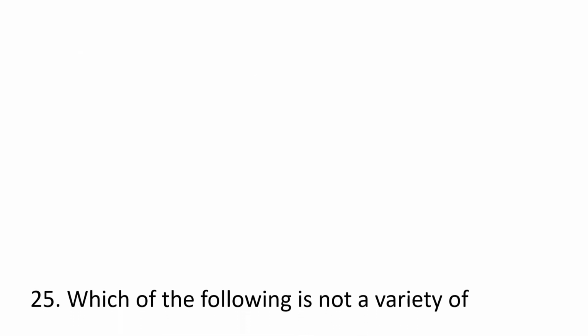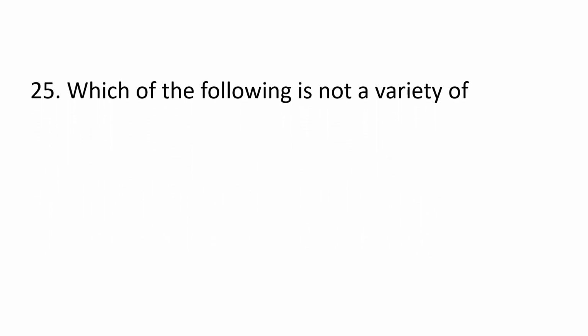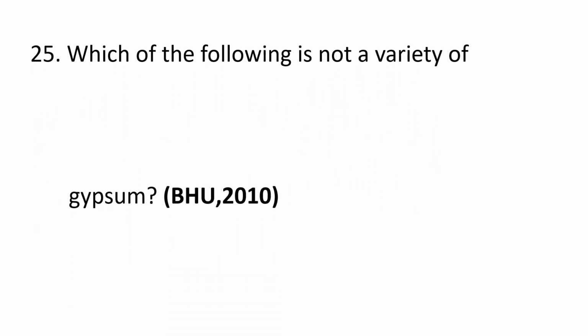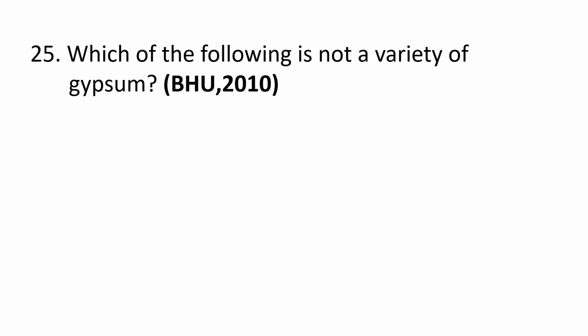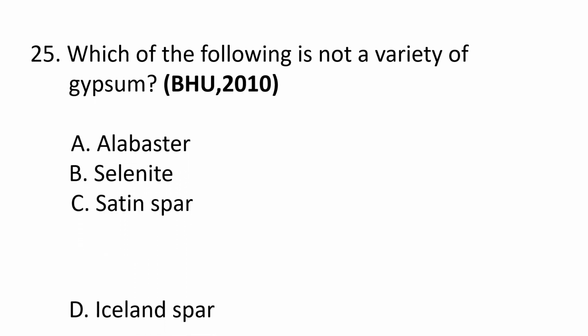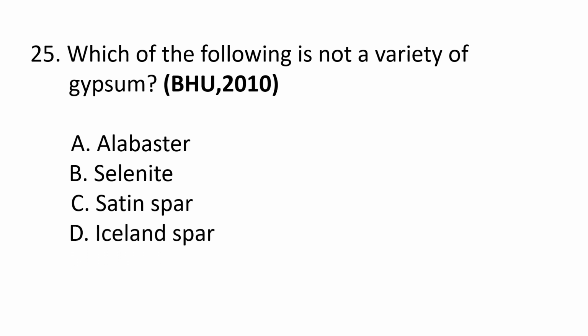25th question. Which one of the following is not a variety of gypsum? The choices are A. Alabaster, B. Selenite, C. Satin spar, D. Iceland spar. So the correct answer is D. Iceland spar. It is a variety of calcite, whereas all these, alabaster, selenite, satin spar, are all varieties of gypsum.